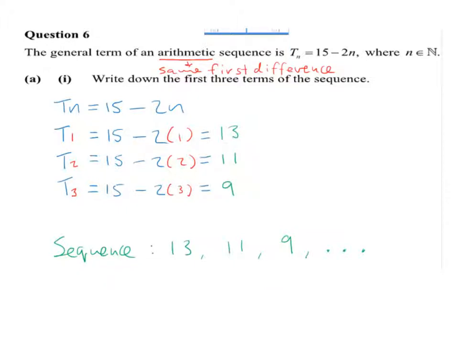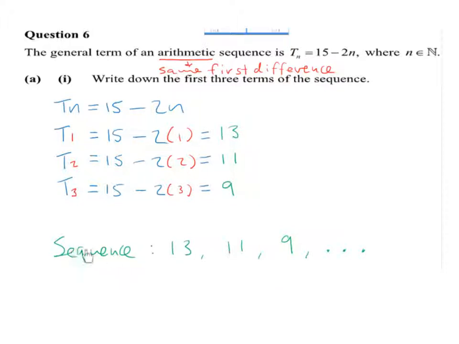Then I do the same with 3 to get myself T3, or term 3. So I swap that n for a set of brackets and put 3 into it. So I have 15 minus 2 times 3. 2 times 3 is 6. So 15 take away 6 is 9. So 9 is the third term of my sequence, or T3.